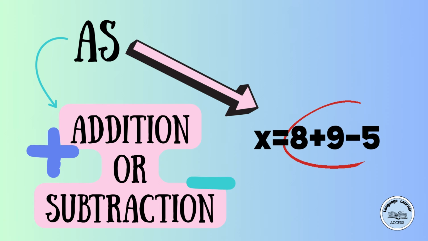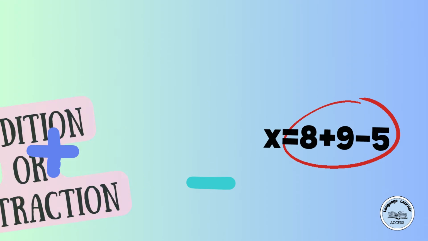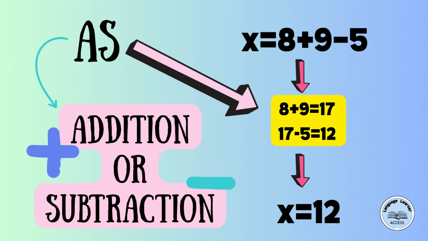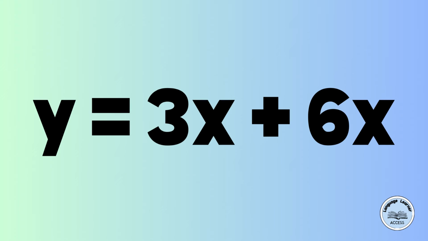The final step is to do the addition or the subtraction part, or both. When both are present, we move from left to right. So we will do 8 plus 9 first, which equals 17, and then we'll do 17 minus 5, and that will total 12.